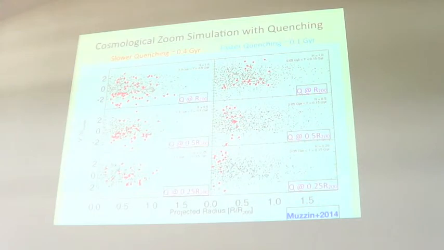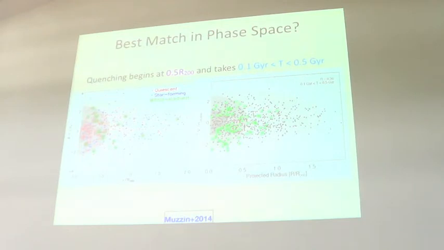So here are the results from simulations. Quenching at the virial radius, half virial radius, and a quarter virial radius. That's when the quenching begins. And then, does it happen slowly or does it happen faster, left and right? It's kind of hard to tell which is the winner from this plot, but when you look at this more carefully, the best match to the data is this one. Quenching begins at half of R200, and it's pretty fast.